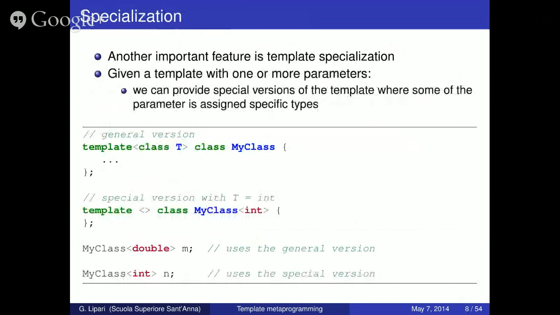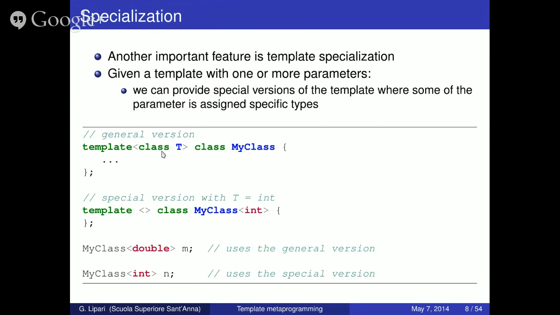Another very important feature that you need to understand for the following slides is template specialization. Template specialization means that you can write a general version of a template, and then later on you can write a more specialized one. For example, here you have my class that is a template class. Later on, you can write another, again with the same name, but specialized for integers.